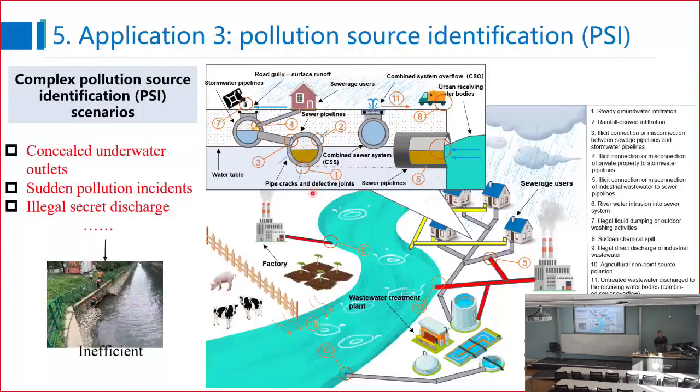Then it's also related to pollution, that is, identifying the pollution source. In the network or the urban drainage system, we have many scenarios. For example, groundwater infiltration, rainfall infiltration, and also some mistakes of the joint pipelines.